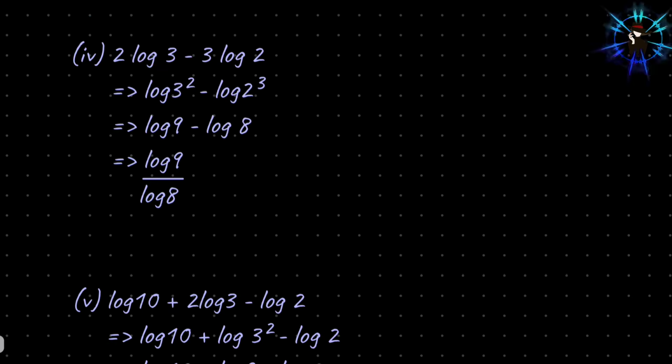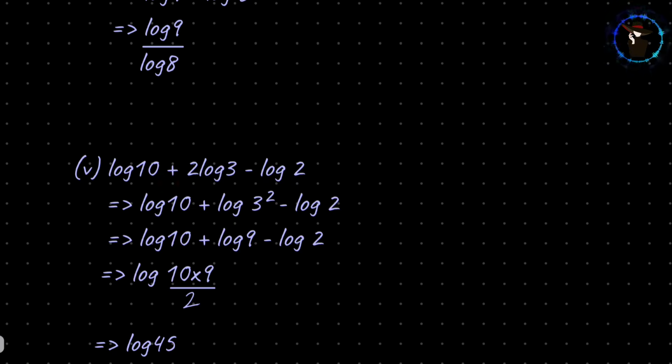Fourth question, 2 log 3 minus 3 log 2. Let's send this 2 here. When there is a number in front, we can send it here as a power. When these are here, we can also send those in the power. So log 3 square minus log 2, this goes as a cube. 3 square is 9. 2 cube is 8. As it is in the subtraction form, we'll make it the division one.